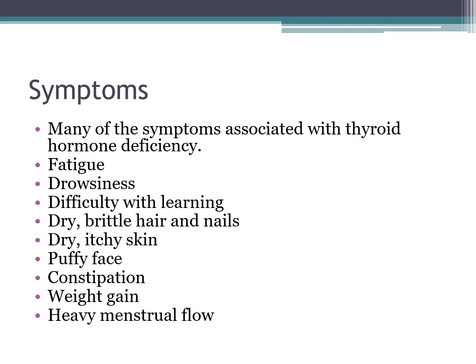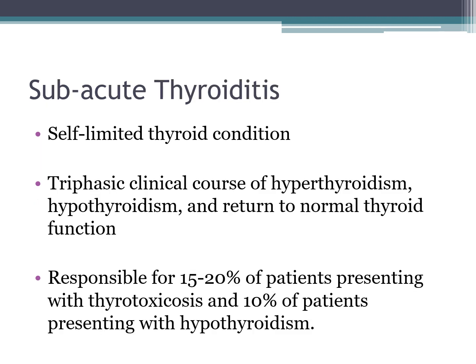On examination, there would be coarse, dry skin, bradycardia, loss of the lateral one third of the eyebrow, and delayed relaxation of the ankle jerk. These signs and symptoms could be present if the patient has frank hypothyroidism due to Hashimoto's thyroiditis. As for the diagnosis and treatment, we will discuss the lab investigations and the management at the end.